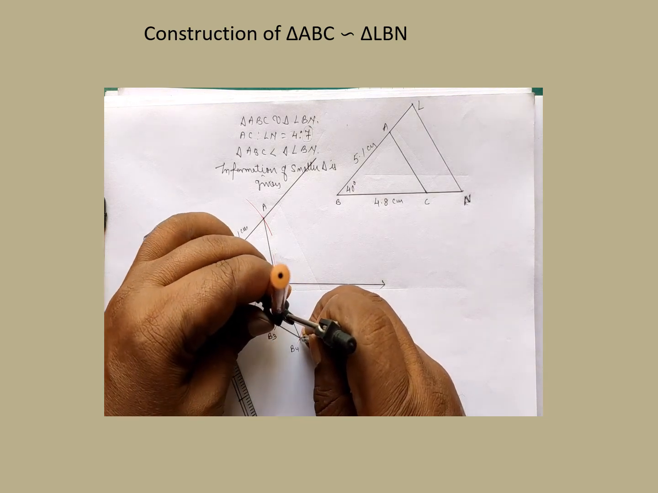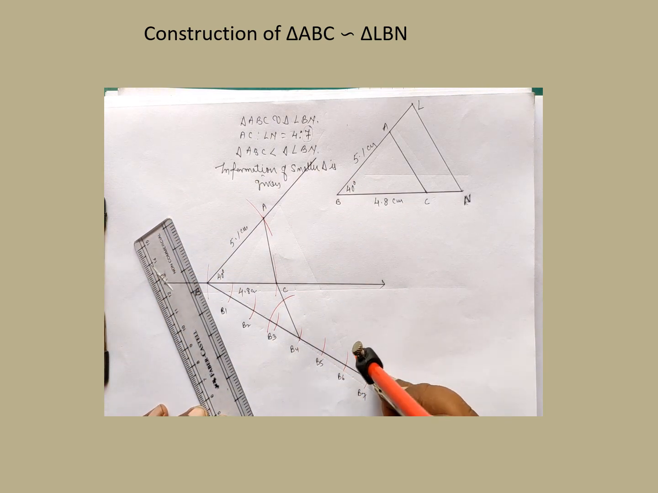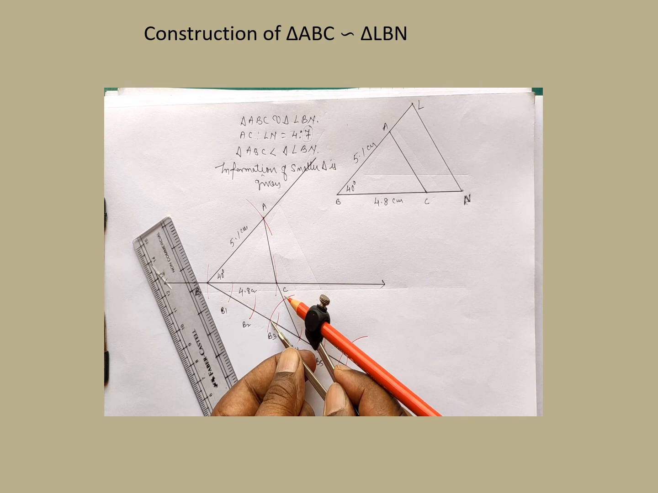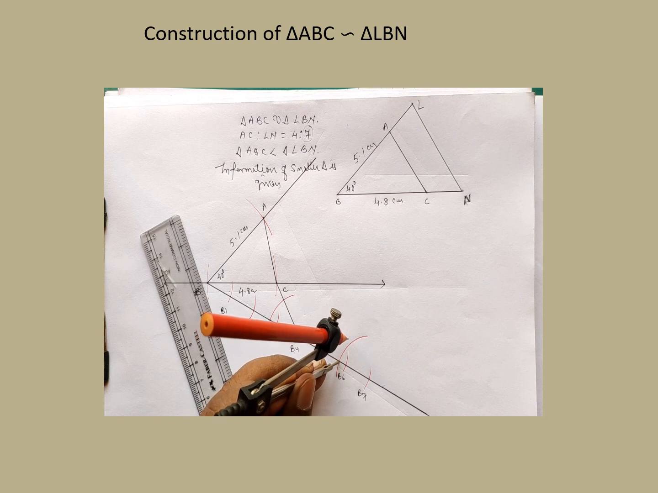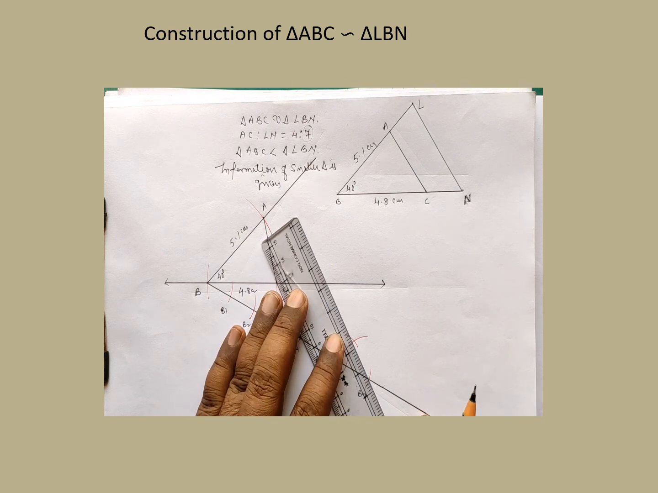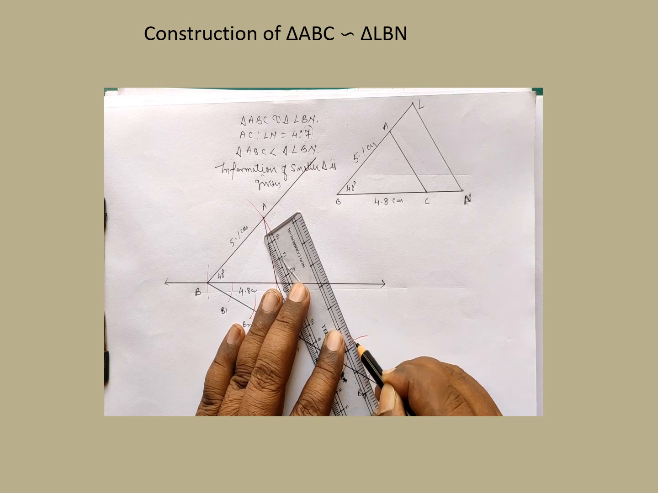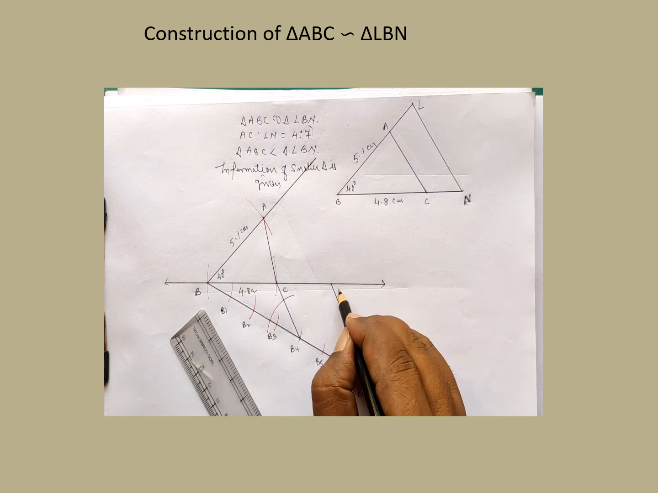I'll fix the radius here. Same radius from B7. Got it? Now I'll take the measurement here. From here I'll cut an arc. Now from B7 and this. So you got your point N.